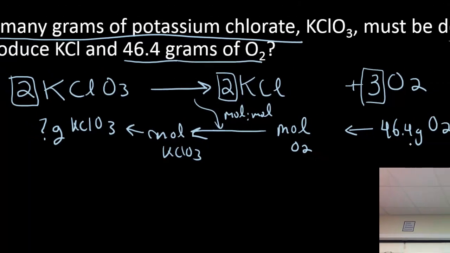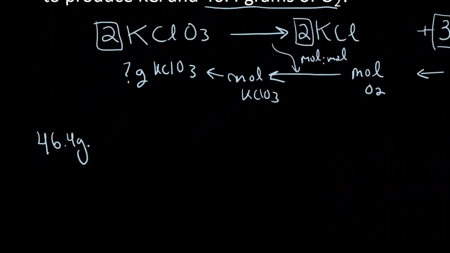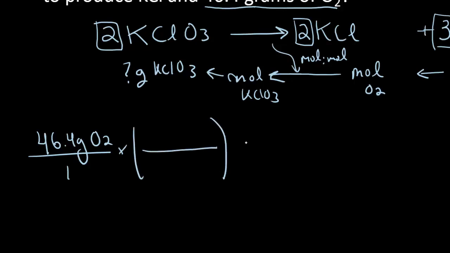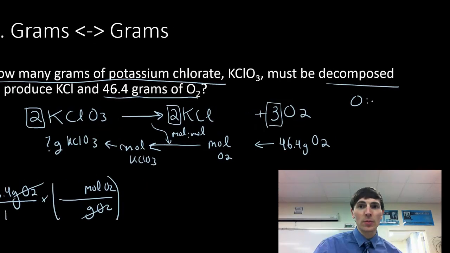So a couple more steps now. I'm going from grams to moles, from moles to moles, and from moles to grams. We take our starting quantity, 46.4 grams of O2 over 1. I need to first convert that to moles before I can use the mole-to-mole ratio from the balanced equation. So I need to get to moles of O2, and I want to get rid of grams of O2. I need to figure out how many grams there are in 1 mole of O2.